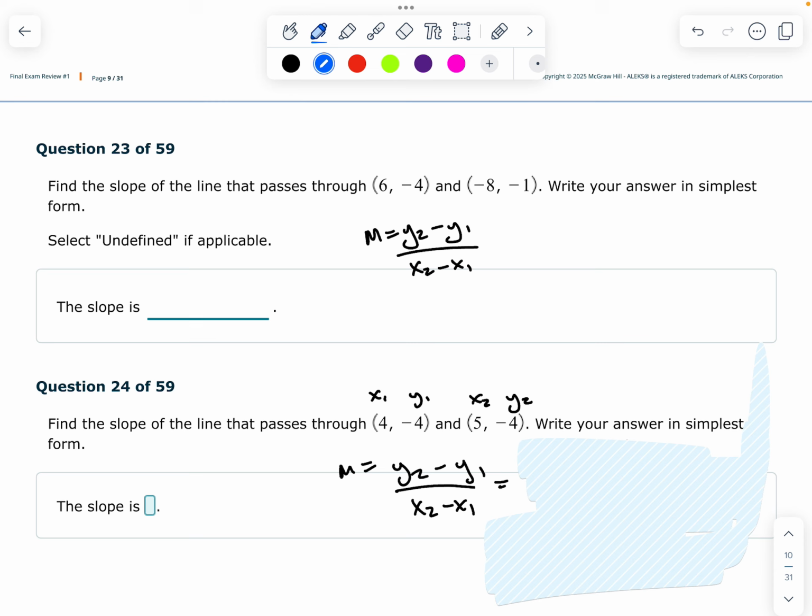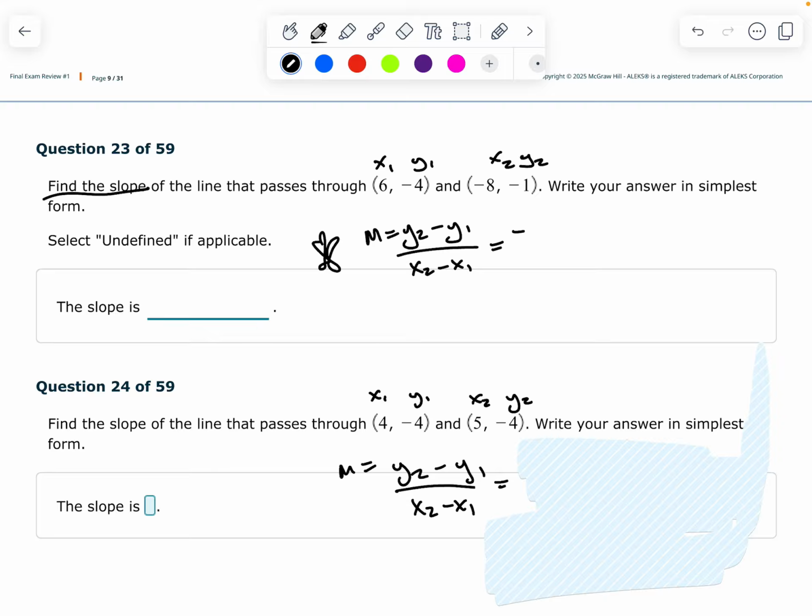Anytime it asks you for slope, if it says find the slope and it has 2 points, you're going to use this formula right here. M equals y2 minus y1 over x2 minus x1. I'll give you that formula on the test. So here I'm going to label these points as x, y, x, y, right? Each point's at x, y. This is going to be my point 1. That's going to be my point 2.